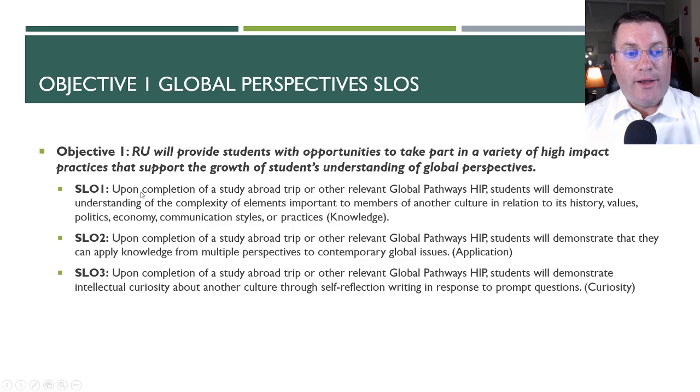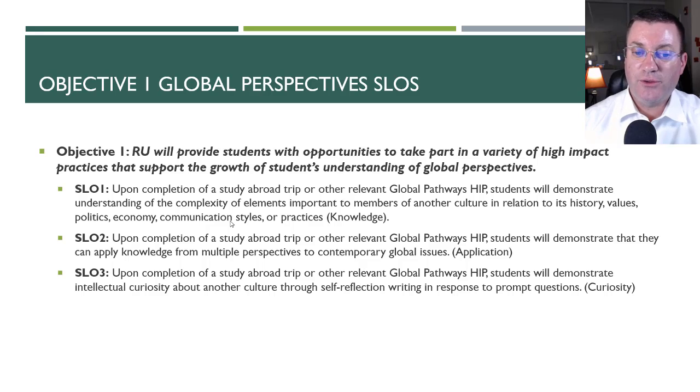Student learning outcome 1: upon completion of a study abroad trip or other relevant global pathways high-impact practice, students will demonstrate understanding of the complexity of elements important to members of another culture in relation to its history, values, politics, economy, communication styles, or practices. This relates to knowledge about these other cultures.